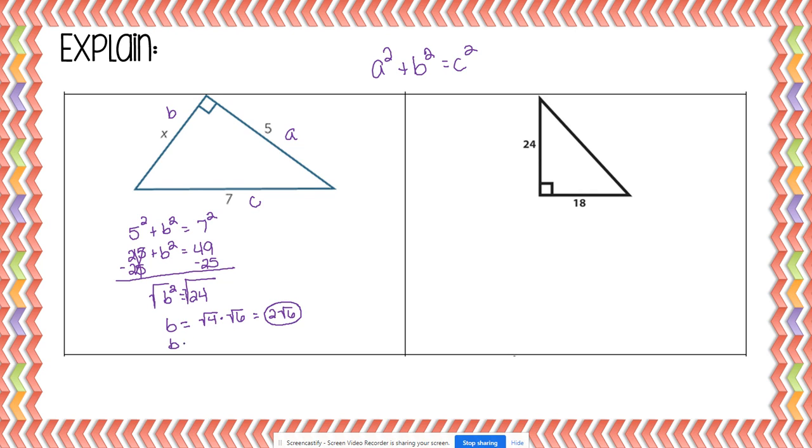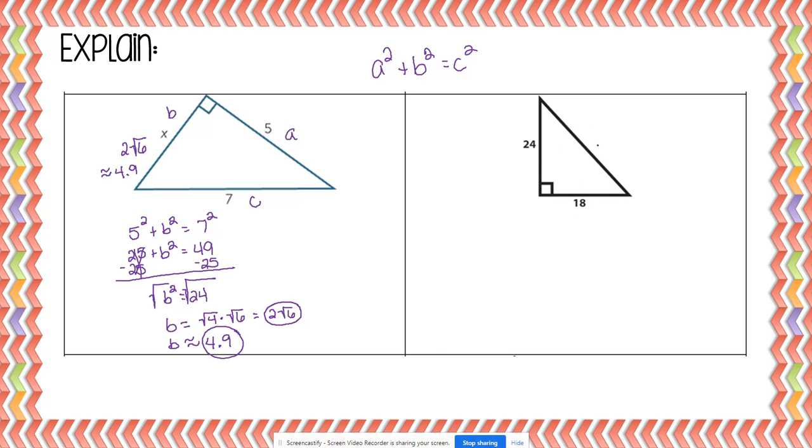If your answer is allowed to be rounded, then you can put it into a calculator and you can round it to the nearest tenths place. If we put the square root of 24 into a calculator, we're going to get approximately 4.9 when we round to the nearest tenths place. So we can say that this answer is either 2 times the square root of 6 or approximately 4.9.